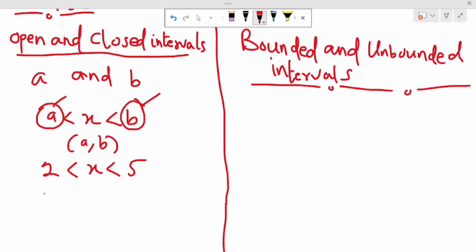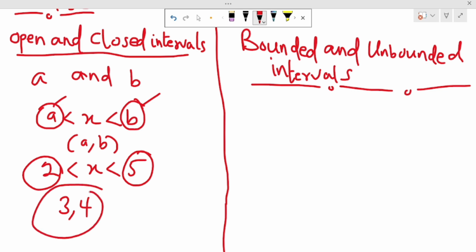So when I ask you to write the interval for this, because this is an open interval, we do not include the endpoints. So this is called the lower bound and this is called the upper bound. We do not include these. So we write this as 3, 4. This is the interval. So 3, 4.